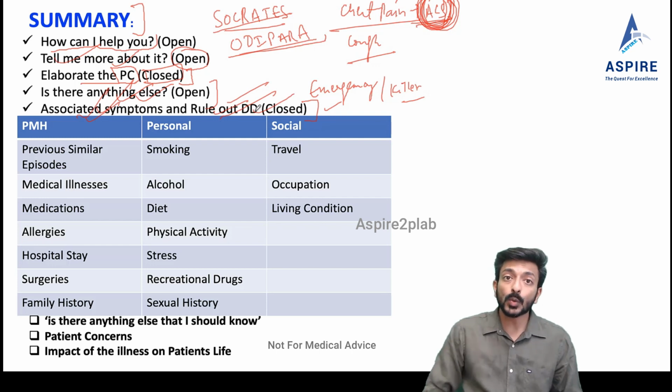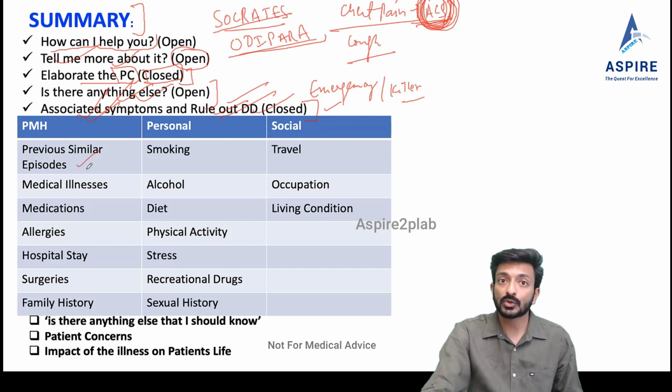After that, you have got your past medical, personal, and social history. For past medical history, you'll ask about any previous similar episodes. And if the patient has had any previous similar episode, make sure you elaborate it in detail, right?